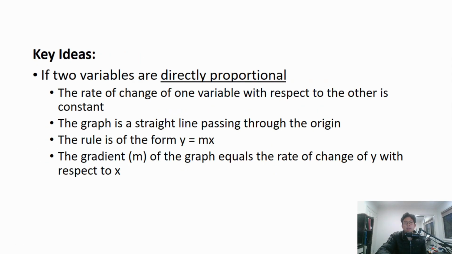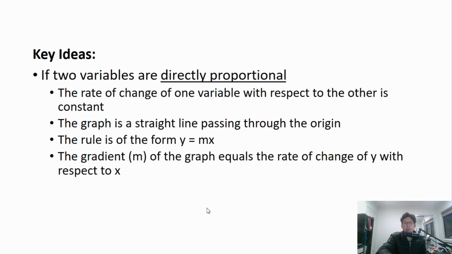Before we get on to some questions, we need to go through a couple of key ideas. The first is that if two variables are directly proportional, it means that the rate of change of one variable with respect to the other is constant. It also means that the graph is a straight line passing through the origin. The rule is of the form y equals mx, and the gradient m of the graph equals the rate of change of y with respect to x. So in this equation, y equals mx, m is the gradient or the rate of change.